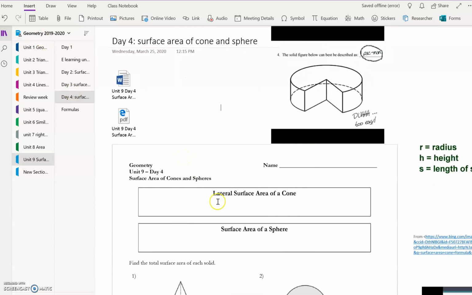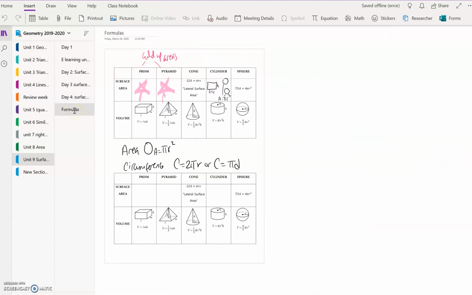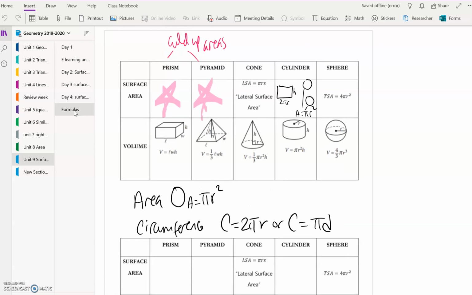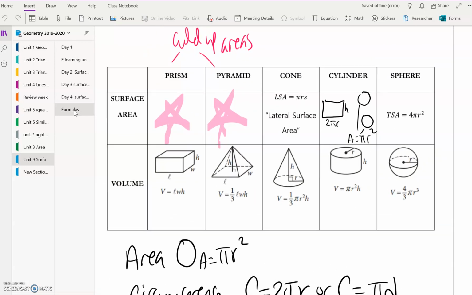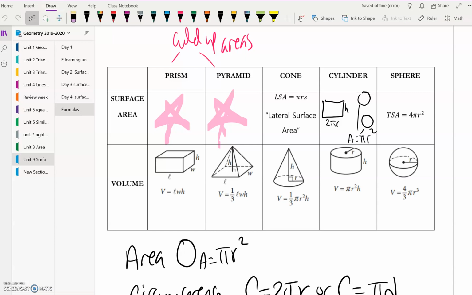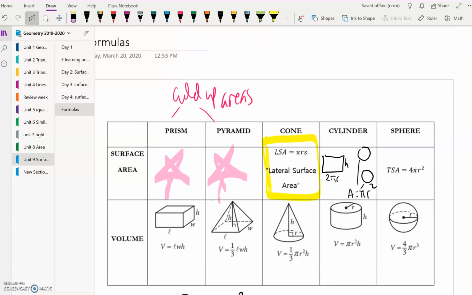For your formulas for the surface area of a cone and a sphere, if we go to our formula sheet, which remember is the last page of your packet. We've got our surface area section on top, our volume section on the bottom. If you look at your surface area, it only lists what's called the lateral surface area of a cone.